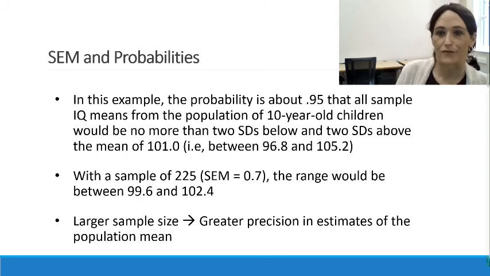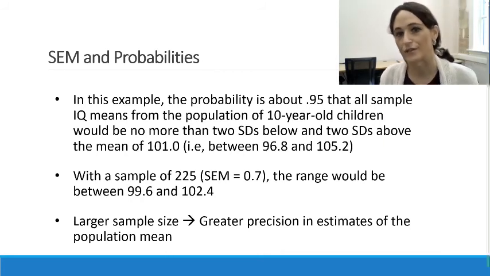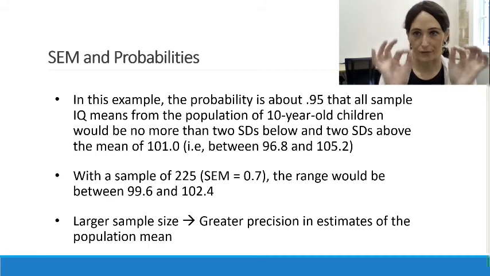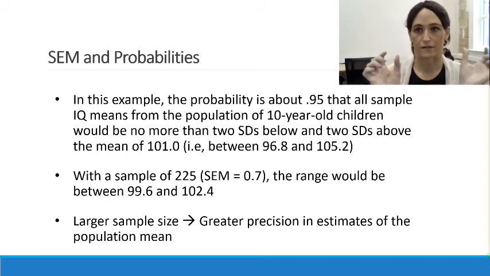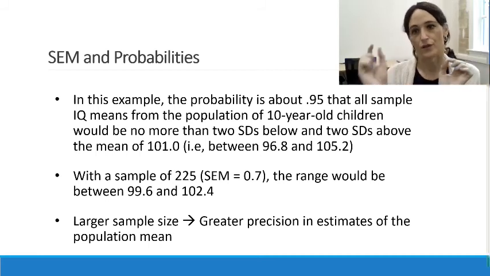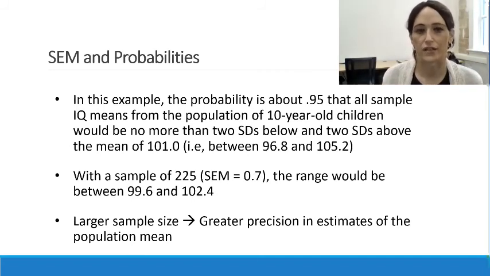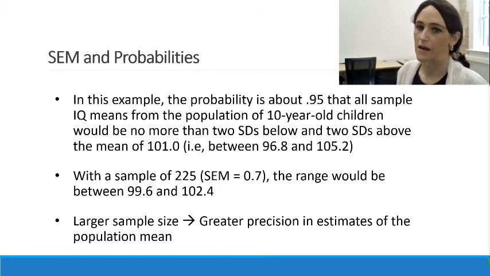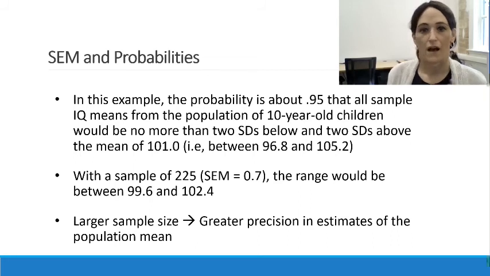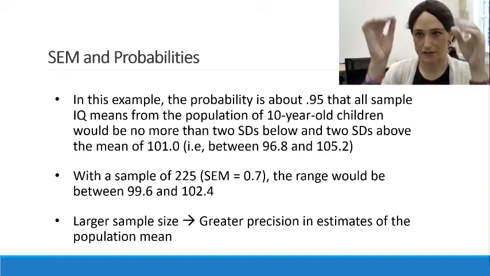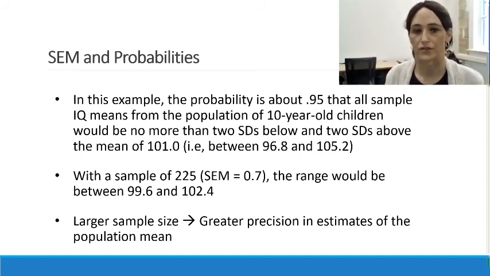How do we know this? Well, from a standard normal distribution, that is the proportion that would fall in those two tails, 2.5% on the far left, 2.5% on the far right. That was roughly where we would be. We're not doing an exact calculation here. So with a sample, again, of 225, standard error of the mean of 0.7, the range would be between 99.6 and 102.4, based simply on looking at that distribution.